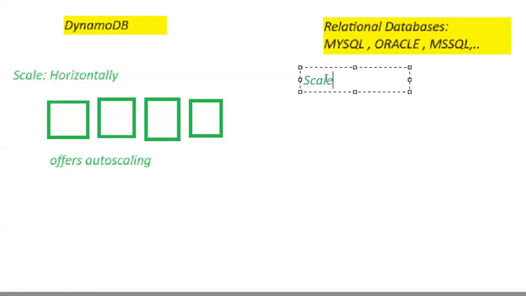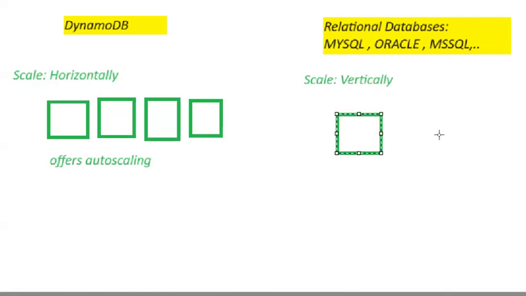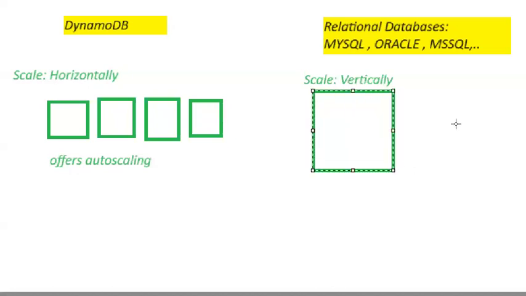So let's see how our relational databases will scale. These will scale vertically. Whenever we have high load, let's say this is my database, and now I got high load, so I need more CPU power. In this case, the current instance is replaced with a larger instance. So during this time, a downtime may happen. Of course, a downtime may happen.